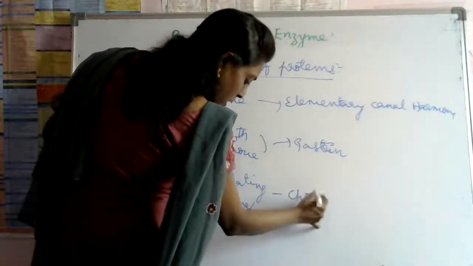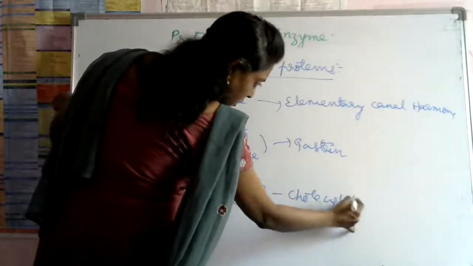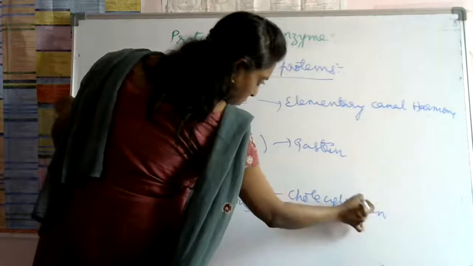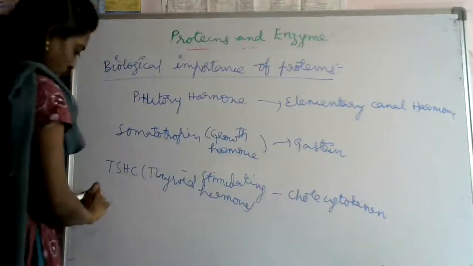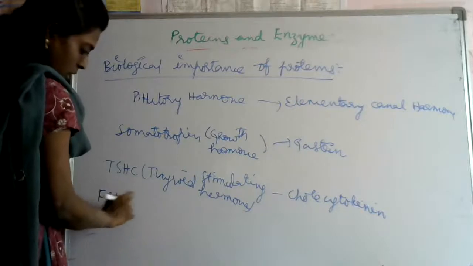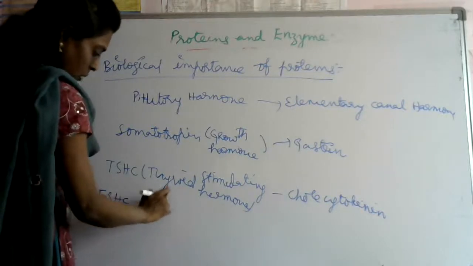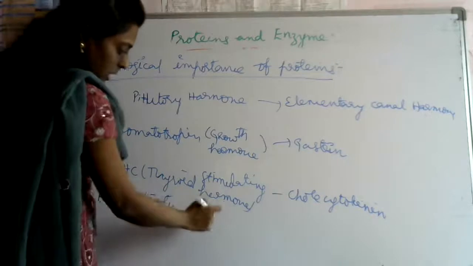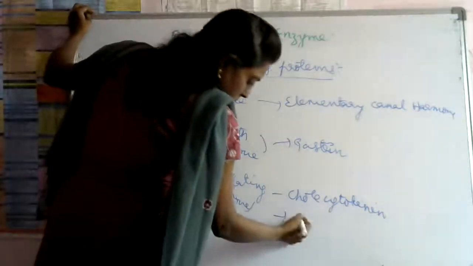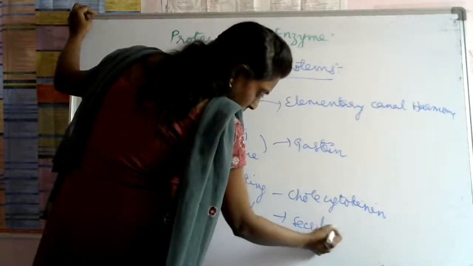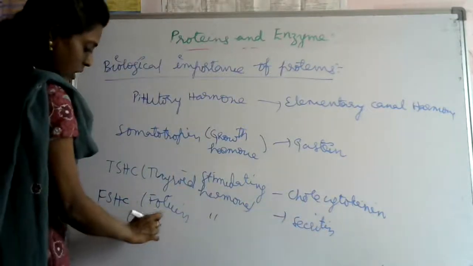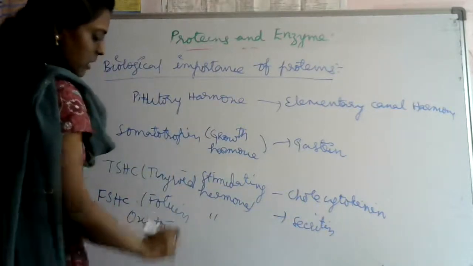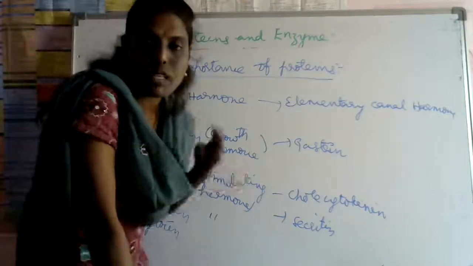Cholecystokinin. This is the protein which is present in this one. Next, FSH, which is nothing but follicle stimulating hormone. This is the secretin. Okay, oxytocin. Oxytocin. During childbirth, pains will be there.